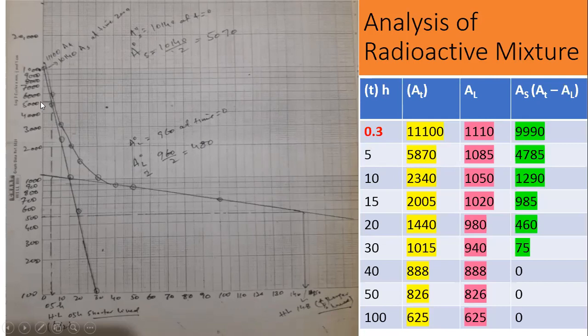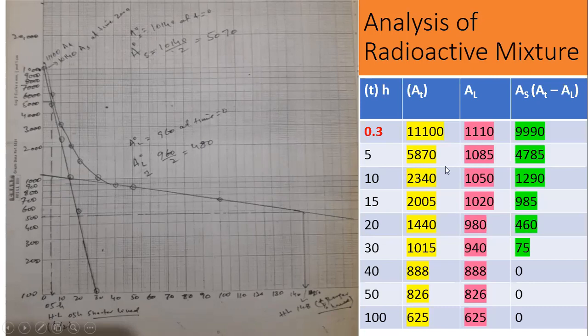5870. This is 5,000, and this is the point as we have already discussed before. At the 5 hour time, the activity of the longer lived is 1085, and the point is here, 1085. This is at 5. You can take a point from here and go to the line and then check what is the activity over here.